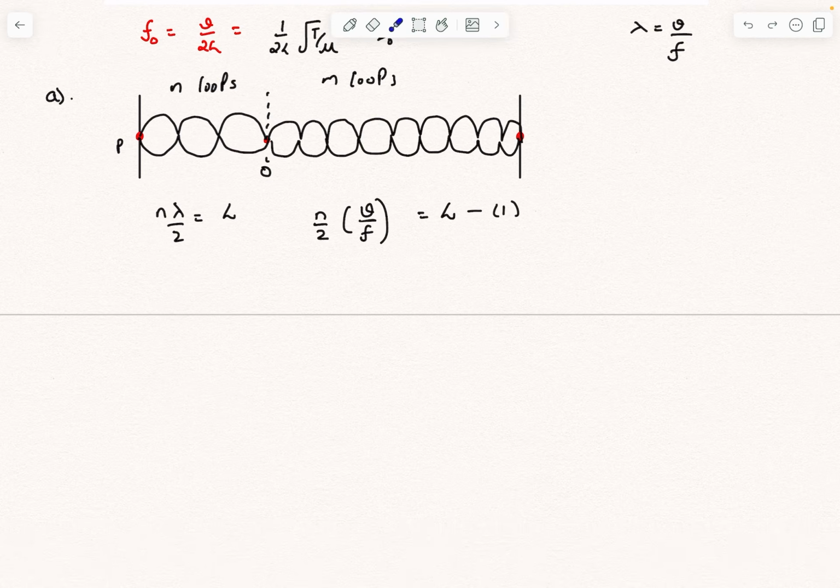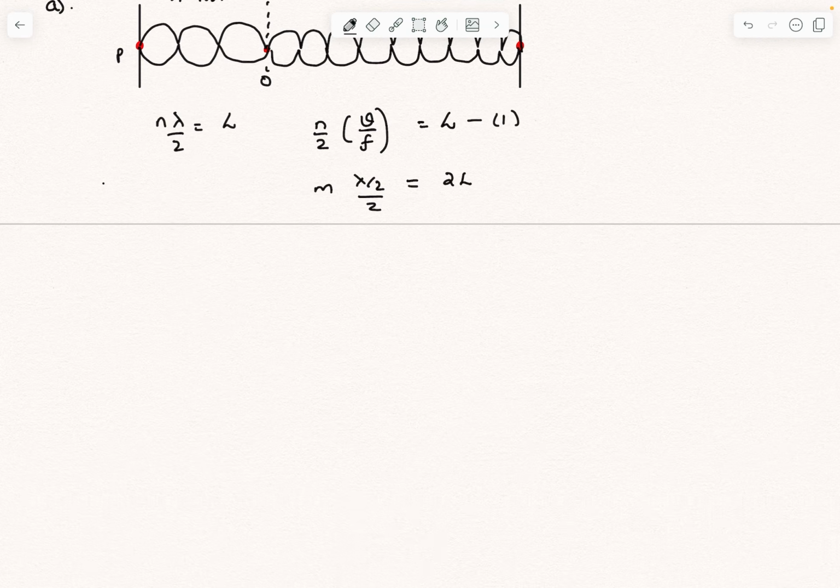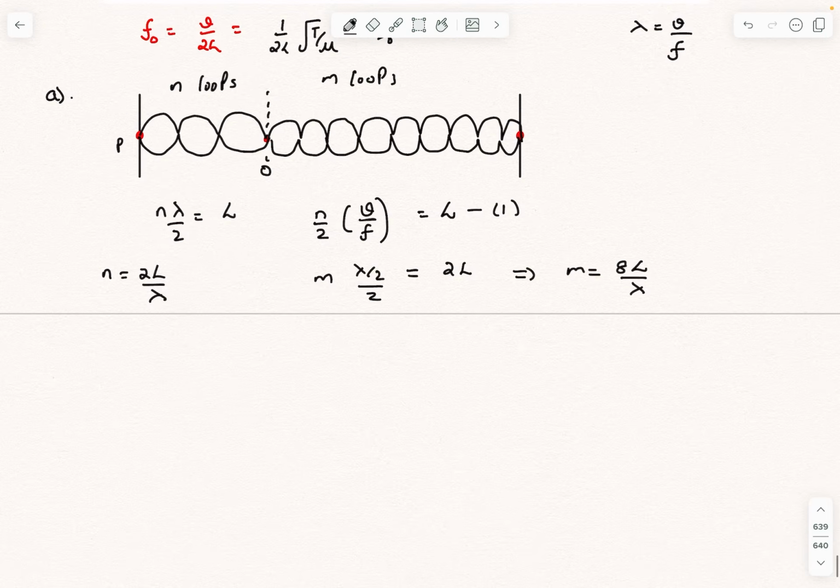And now guys, for the string on the right, the node to node separation is going to be lambda by 4. Why? Because the wavelength on the right side is lambda by 2, so half of that will be lambda by 4, right? So for the string on the right, we can say m times lambda by 2 divided by 2 equals the separation between O and Q, which is actually given to be 2L. From the first equation, we get n equals 2L divided by lambda. And from this equation, we get m equals 8L divided by lambda.